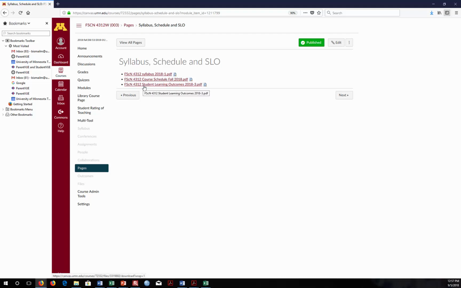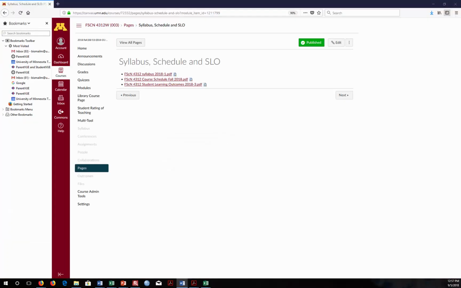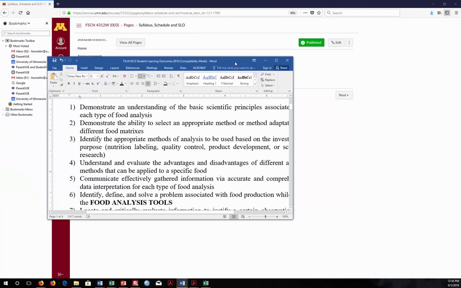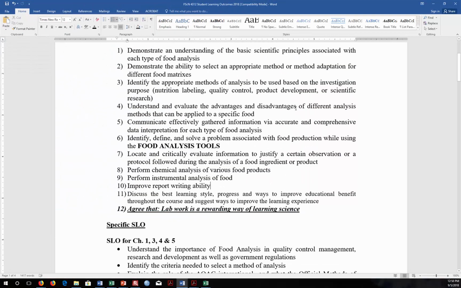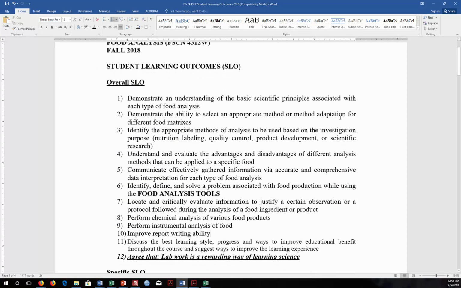And the student learning outcomes is basically a document, and I'll show you that here, which is very helpful when you're studying. So it's kind of a study guide, rather, not so much in depth, but it at least gives you an idea of what you need to learn. I have it divided into general, overall, from the entire course, what you're expected to do and learn at the end.